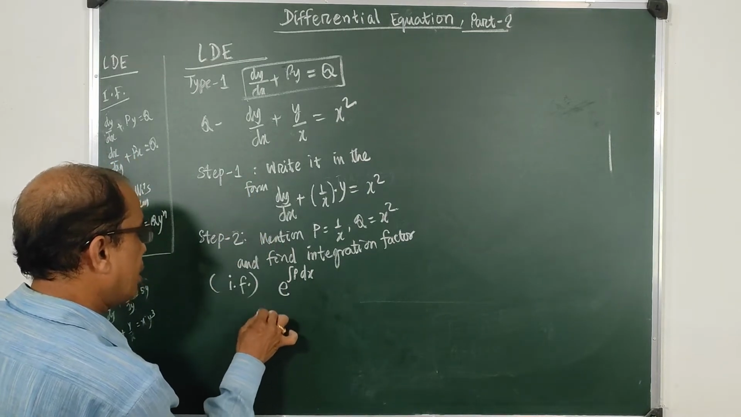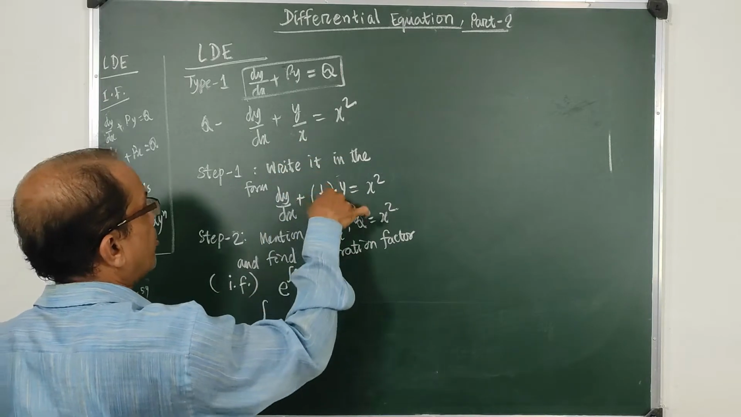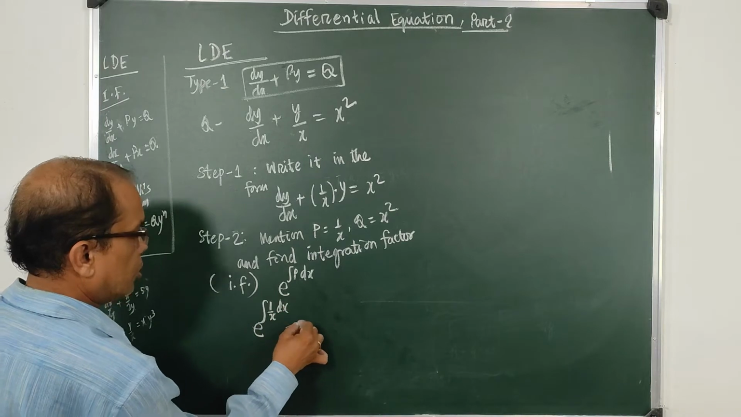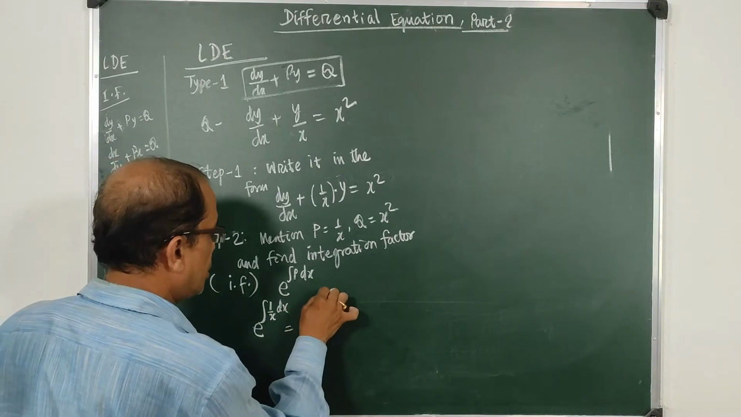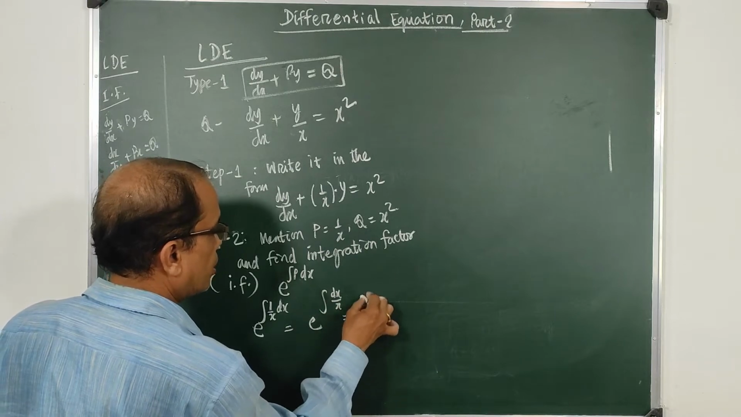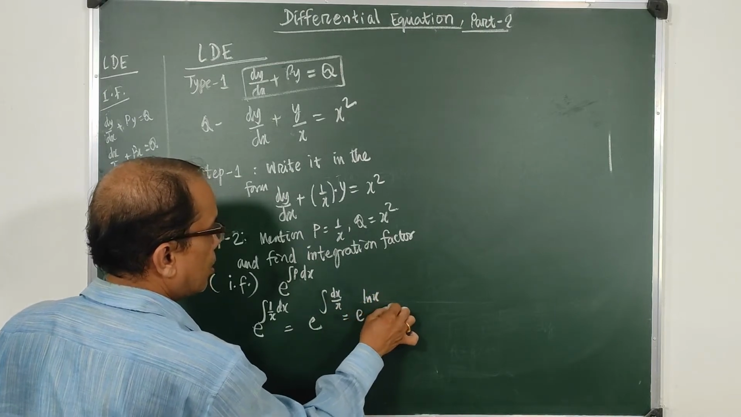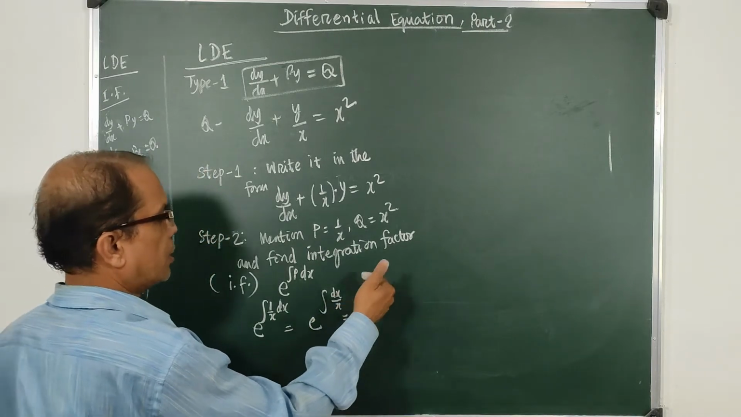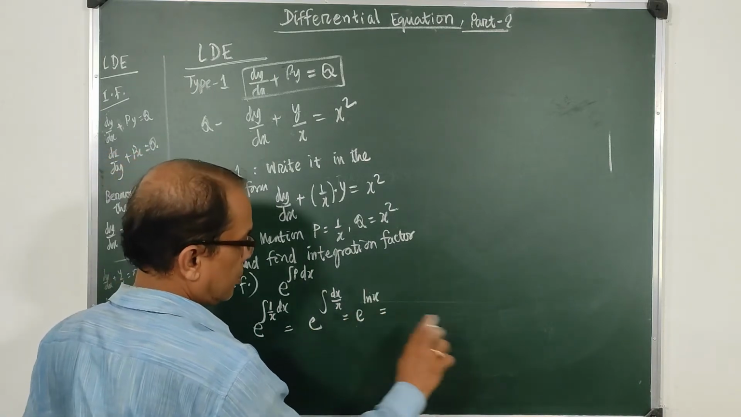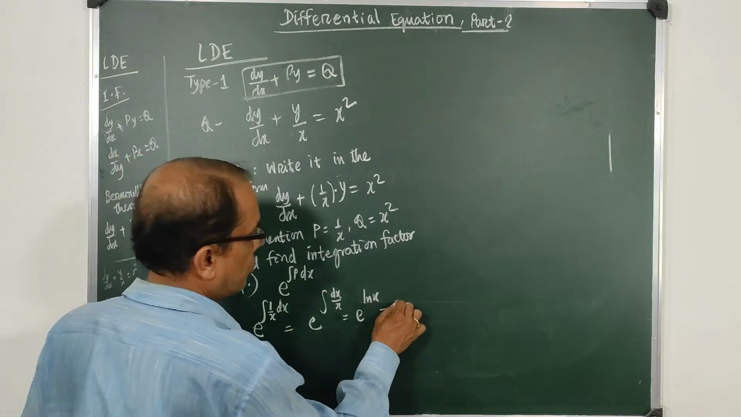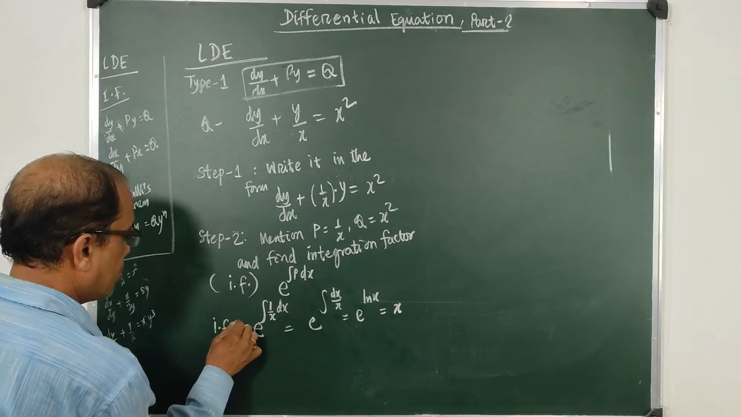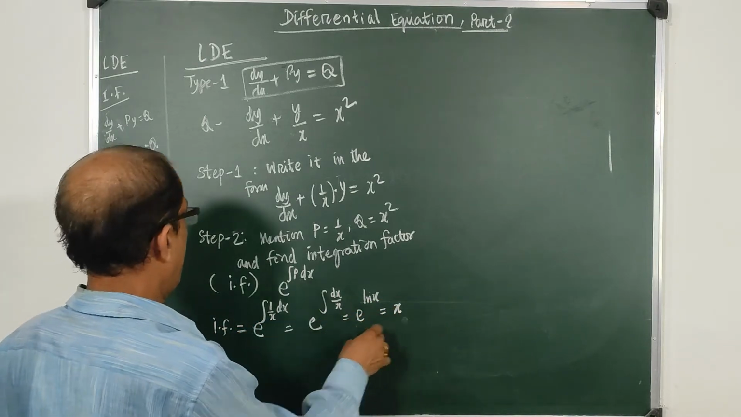Take e to the power integral p, which is 1 by x. So this is 1 by x dx. This will be, as you know, e to the power integration of dx by x. So this will be e to the power ln x. As you know, e to the power logarithm of something, the e and the log vanish and you get x. So here IF is equal to x.